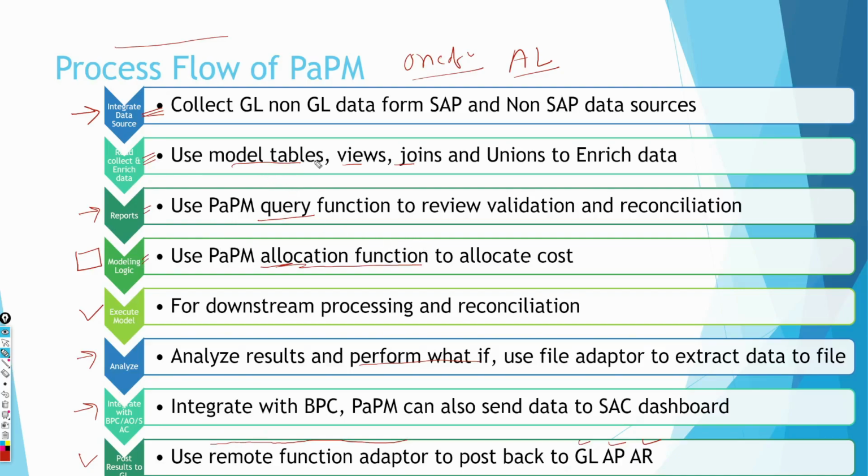So first we know the business requirement, then we know what the source data is, then we do processing, then we show the output and decide what to do with the output. That will decide whether to post back to GL or so on. So this is how the process flow of PAPM works.